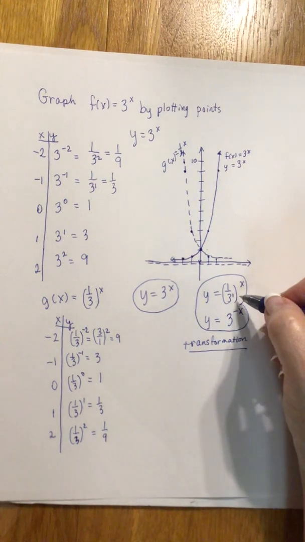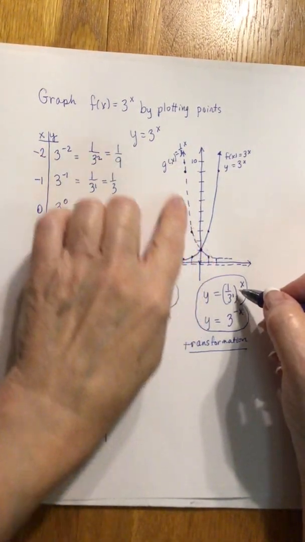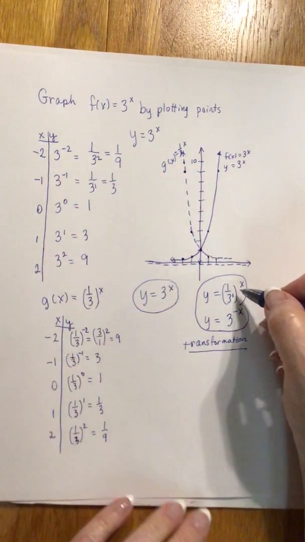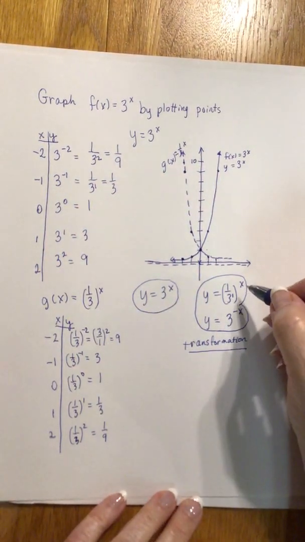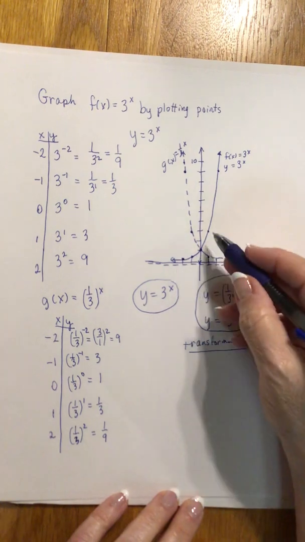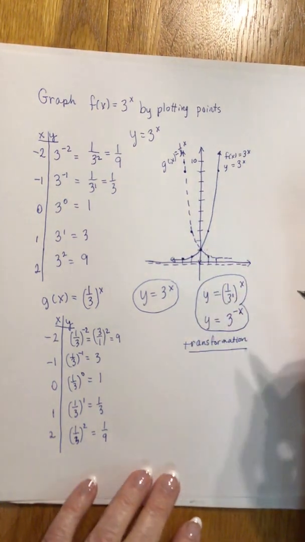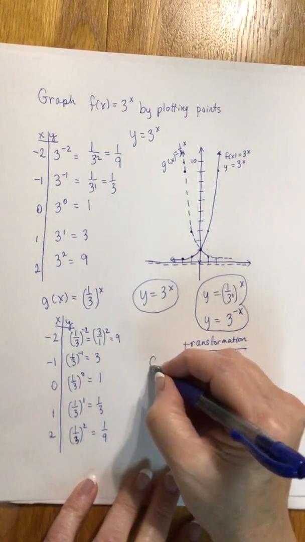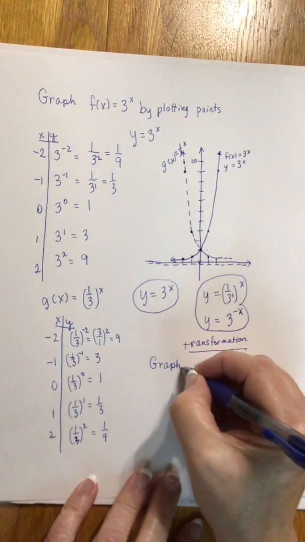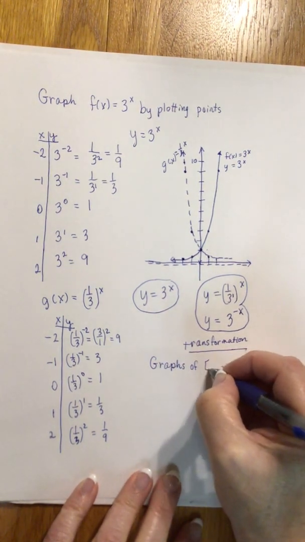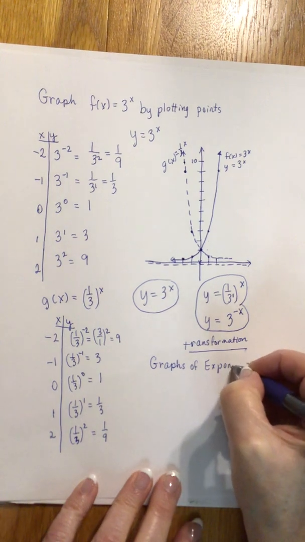Now, the other thing I want to look at is how do we tell whether it's going to start from the left-hand side here or whether it's going to start from the right-hand side. So is it going to go high to low or low to high? So we're going to look at that. So we have graphs of exponential functions.